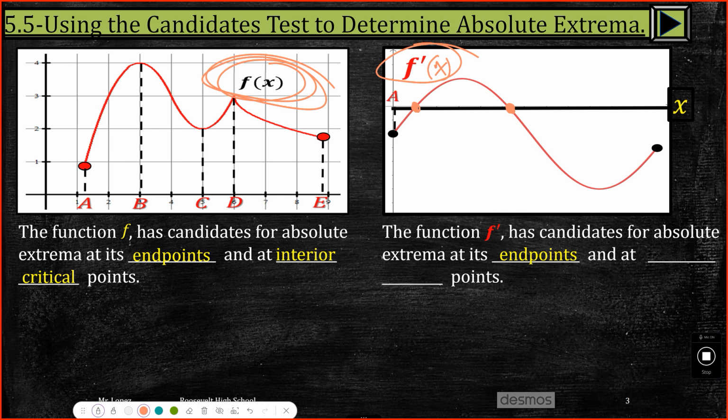So then, at endpoints, and at what are they called? Are they called interior critical points? What are they called for f prime? I guess they are called interior critical points as well. But they are not located at the same spots as f.